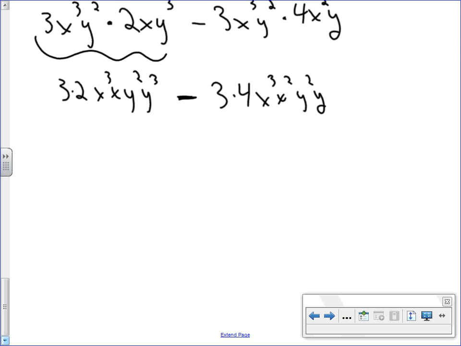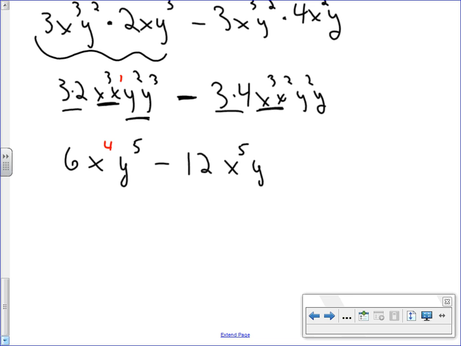So 3 times 2 is 6. This is x cubed times x to the first. Add those exponents, you get x to the 4th. And then y cubed times y squared, so you get y to the 5th. Minus 3 times 4 is 12. X cubed times x squared is x to the 5th. y squared times y to the first is y to the third. And there's your answer. You cannot combine these any further.